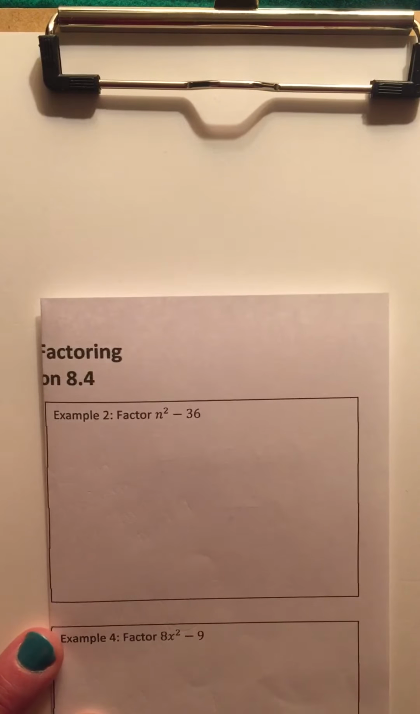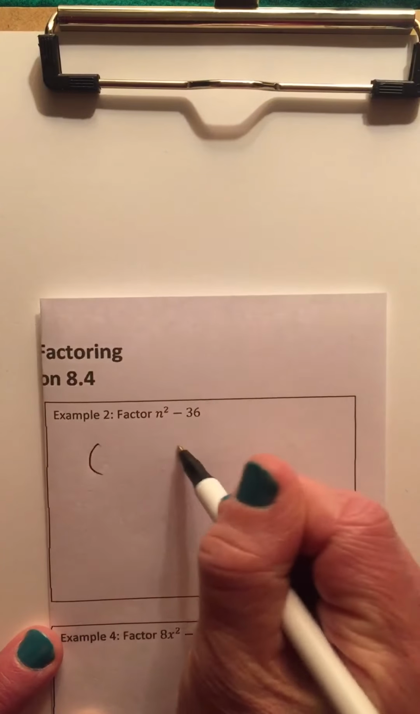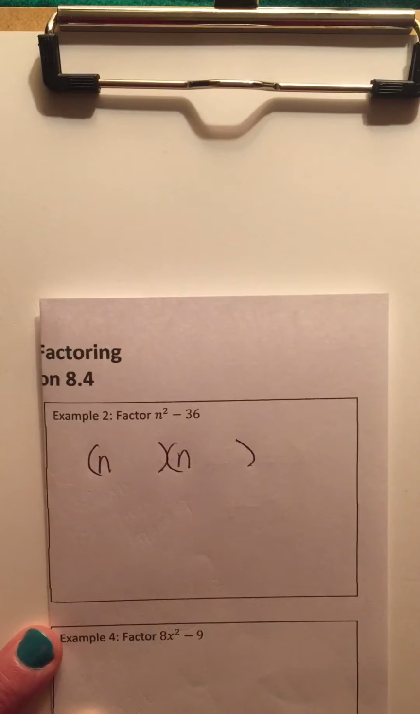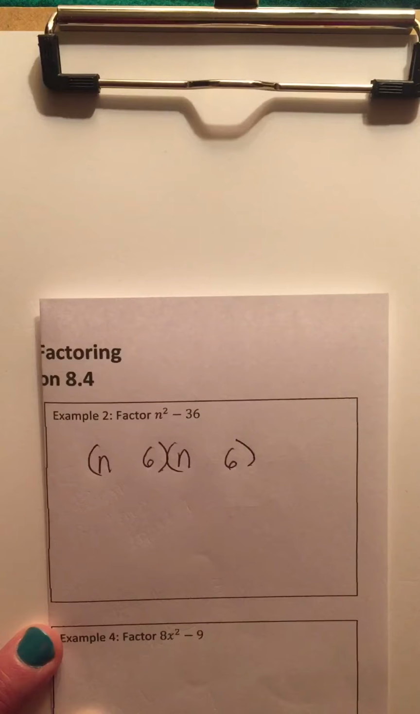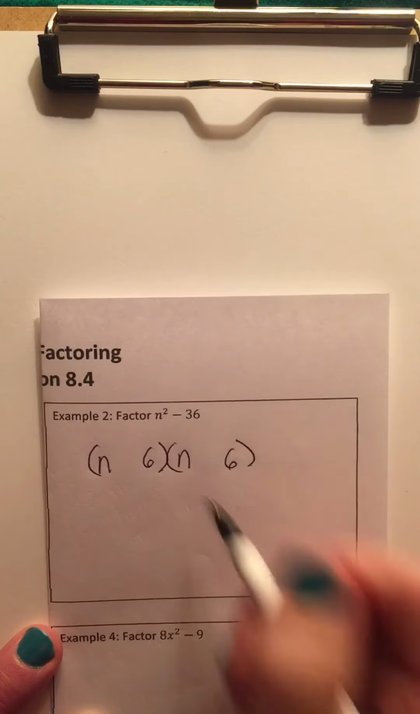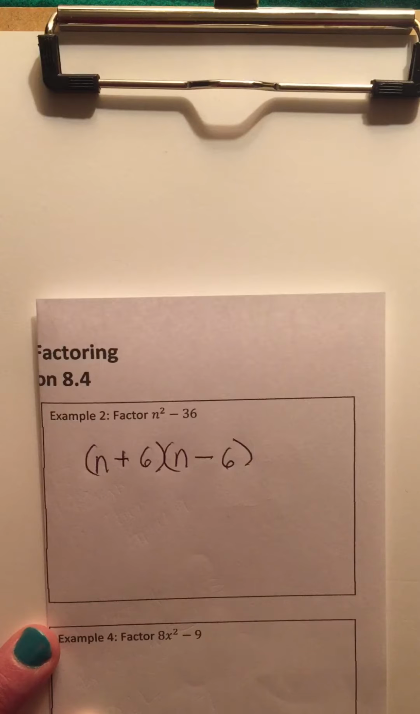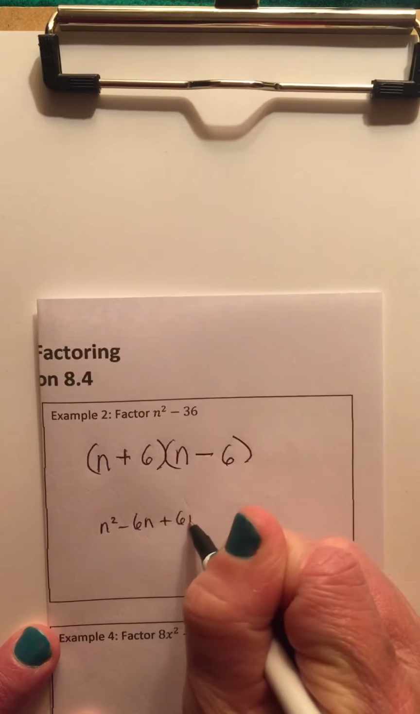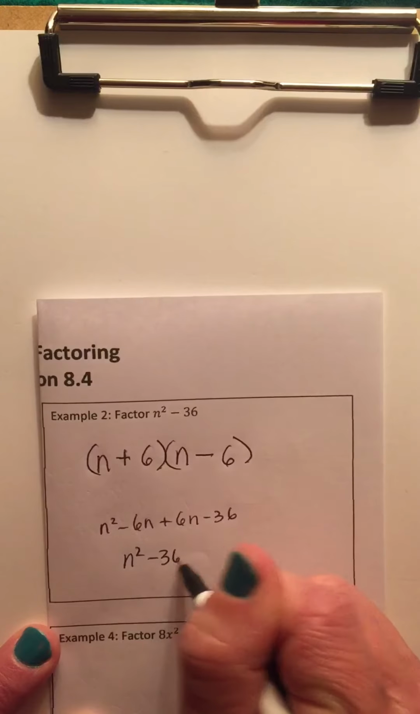Looking at example 2, we're factoring n squared minus 36. N squared we can get by multiplying n times n. 36 is a perfect square, so we're going to have 6 and 6. To get a 0n in the middle, we are going to have a plus 6 and a minus 6. If you multiply that out, it's n squared minus 6n plus 6n minus 36, n squared plus 0 minus 36. Checks.